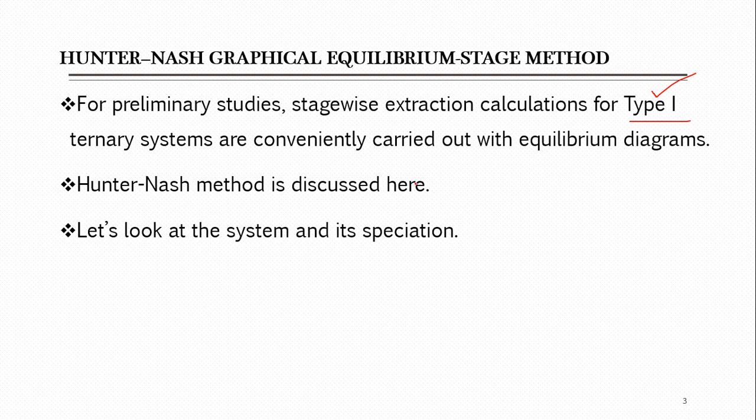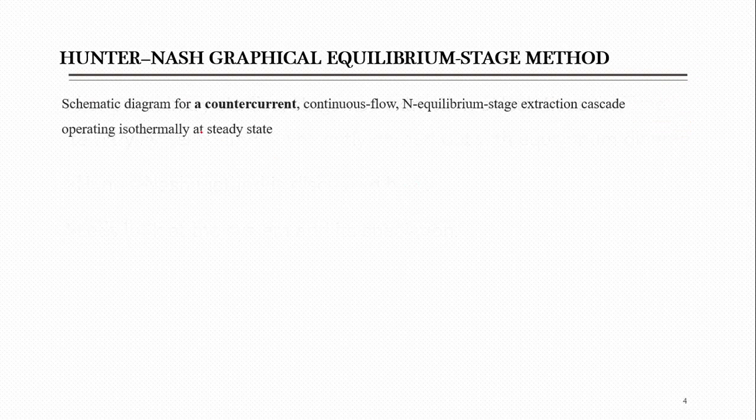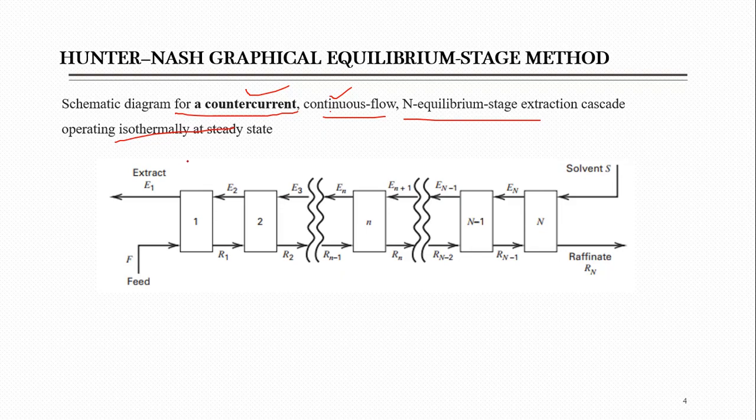We will quickly look at the system and its specification. Here we consider a countercurrent continuous flow system. Countercurrent, because you already know that countercurrent is the most effective way of mass transfer. In this system we consider continuous flow, and there are N equilibrium stages where extraction takes place in a cascade manner. The system is considered to work under isothermal conditions, meaning the temperature remains the same.